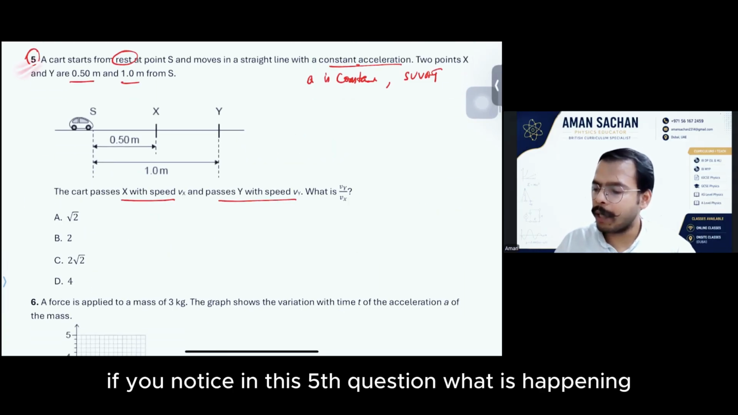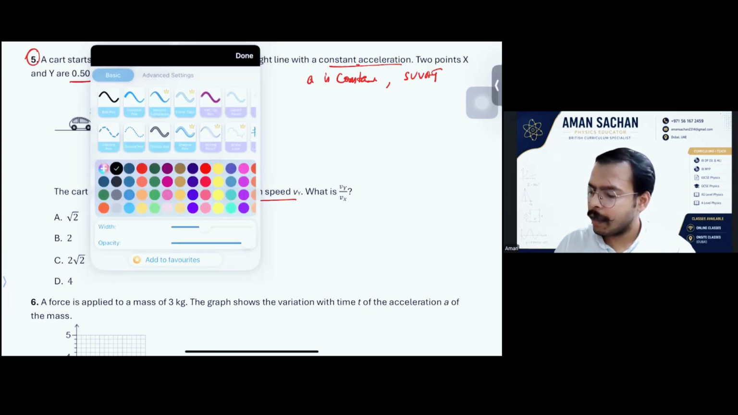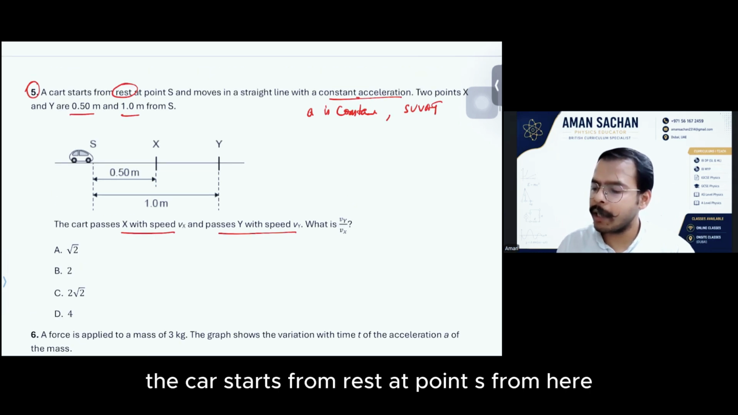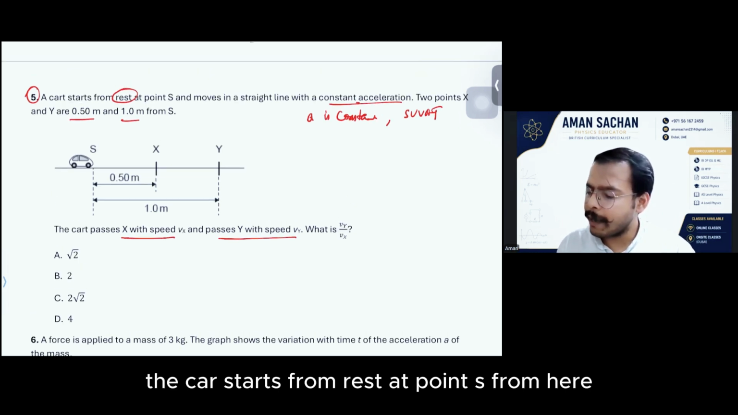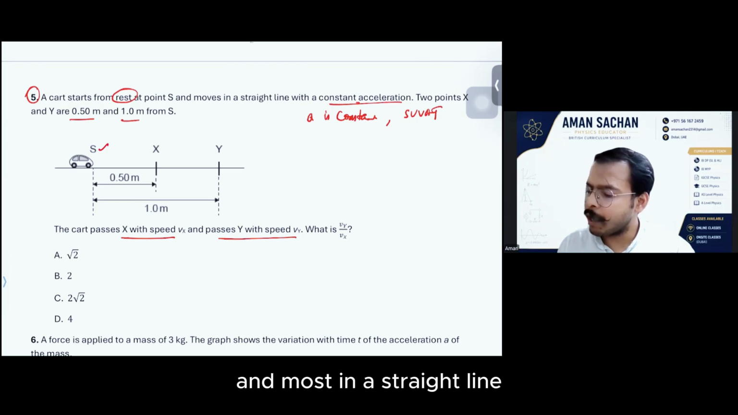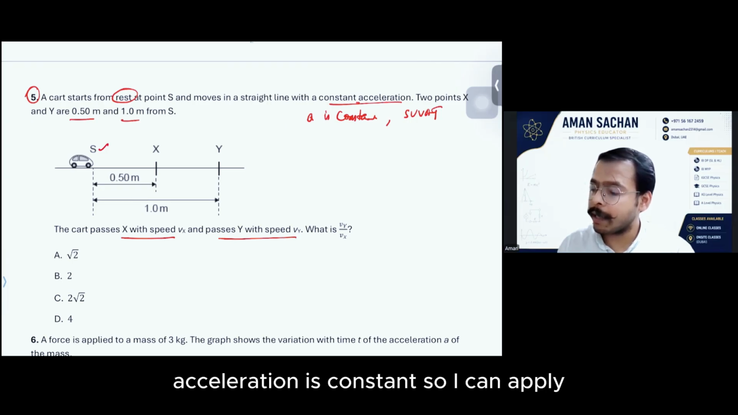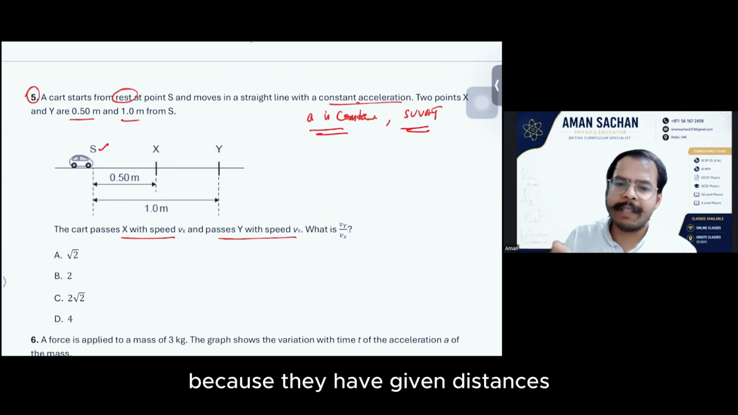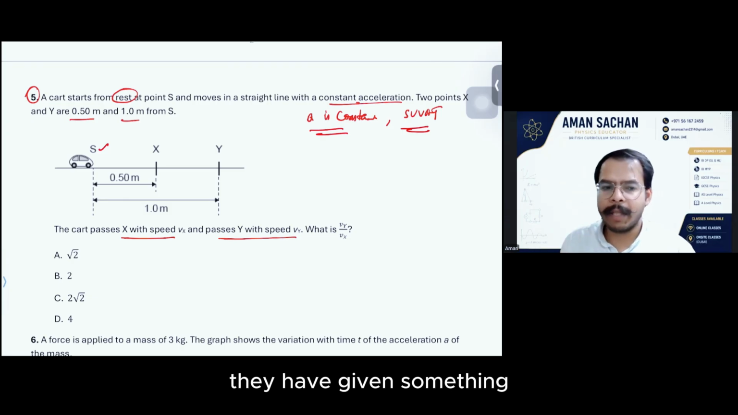Now, fifth question, if you notice, in this fifth question, they have given that the car starts from rest at point S and moves in a straight line with a constant acceleration. Acceleration is constant, so I can apply SUVAT. That's how we should think, because they have given distances, acceleration and so on.